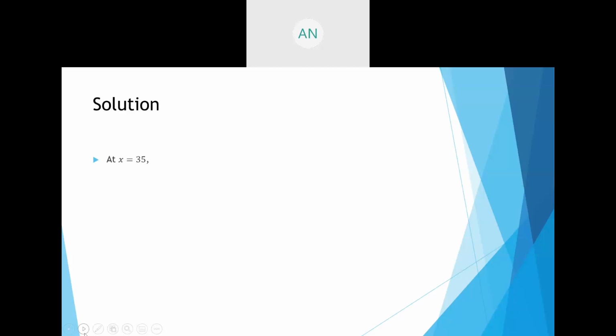Yes, it is minus 96. So minus 6 into 35 plus 114 gives you minus 96. So what does minus 96 mean? It is less than 0. The second differential d2p upon dx square is less than 0, and therefore p is maximum at 35. So this is the answer.